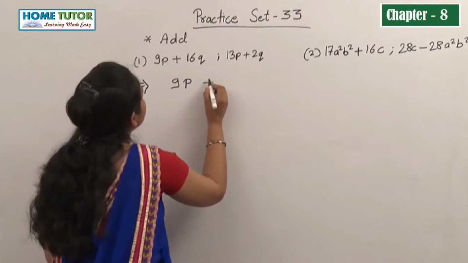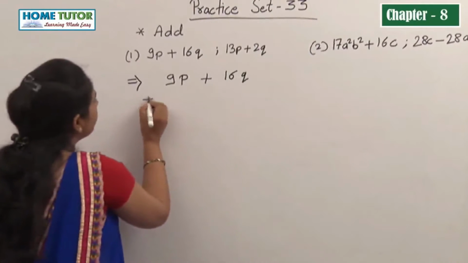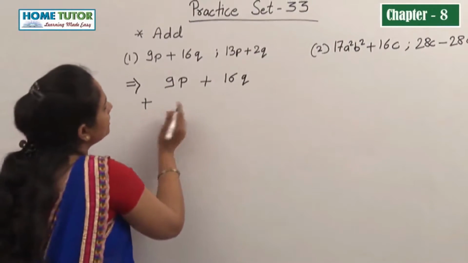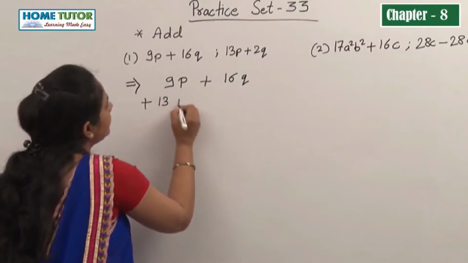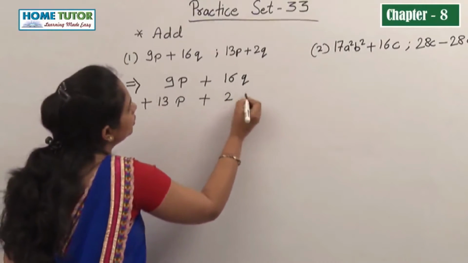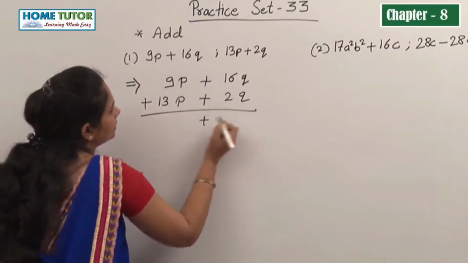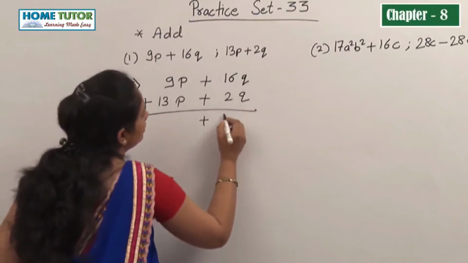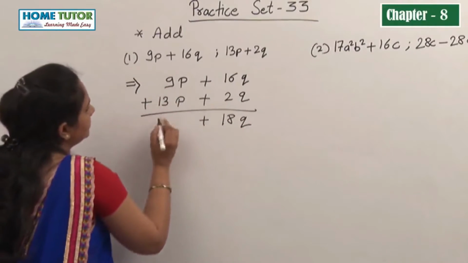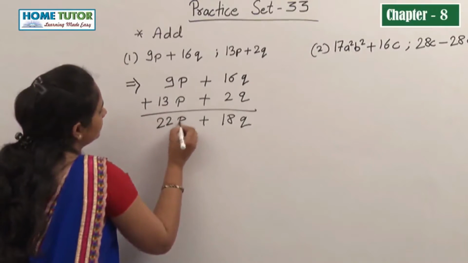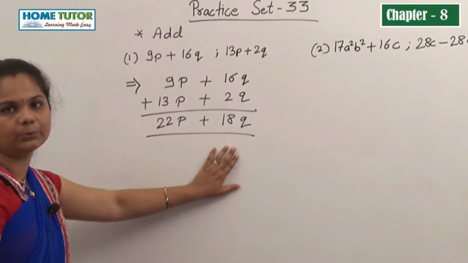So first is 9p plus 16q. Now we have to add it. We will write like terms together, means p below the p. So 13p plus 2q. Now we will add this. So 16q plus 2q is 18q and 9p plus 13p is 22p. So our answer is 22p plus 18q.